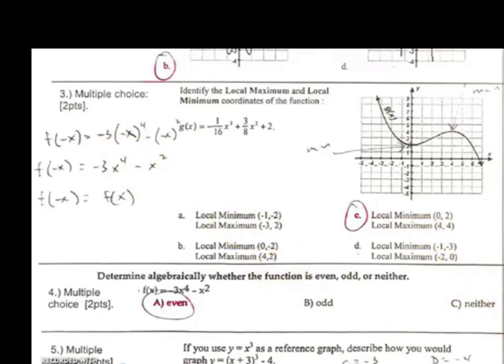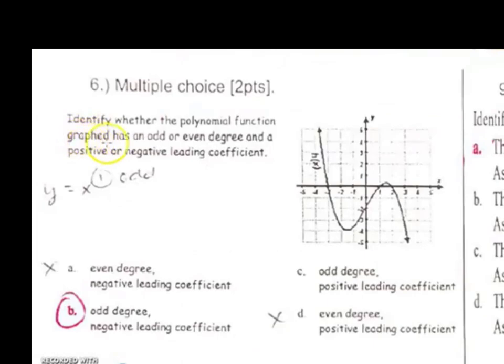2 points apiece. Identify whether the polynomial function graph has an odd or even degree and a positive or negative leading coefficient. Okay, so a degree is the same synonym or word as exponent. So that's that small number to the top right of the letter. So, for example, this would be an odd degree. So this one is just like a linear, odd, negative leading coefficient.